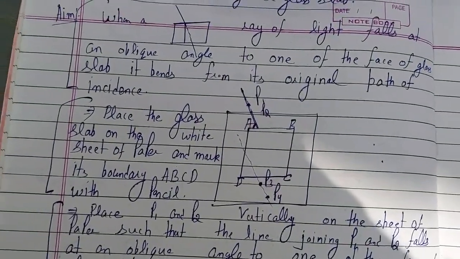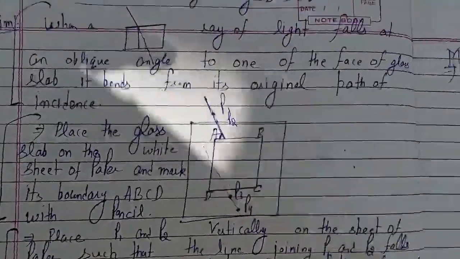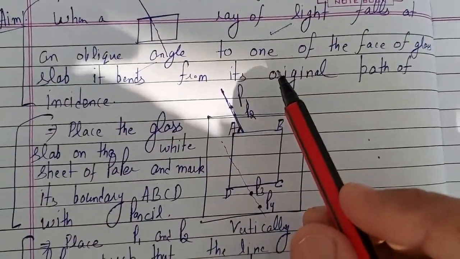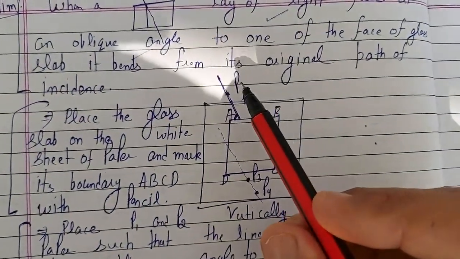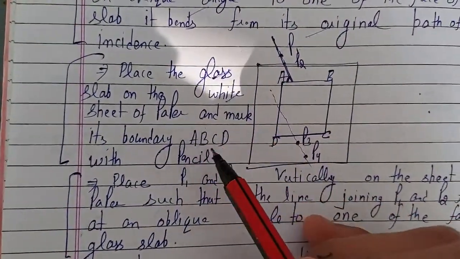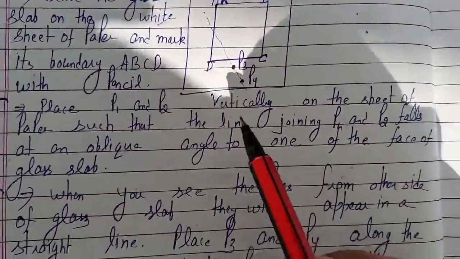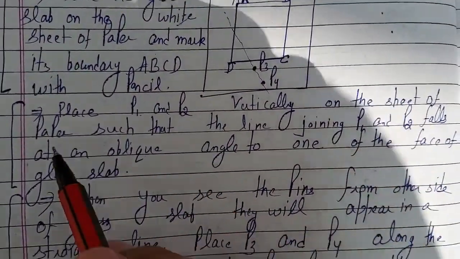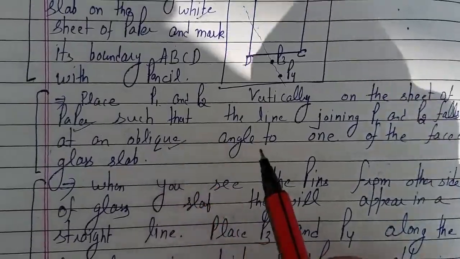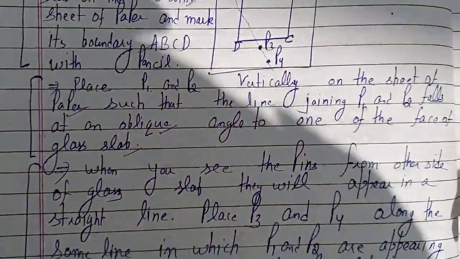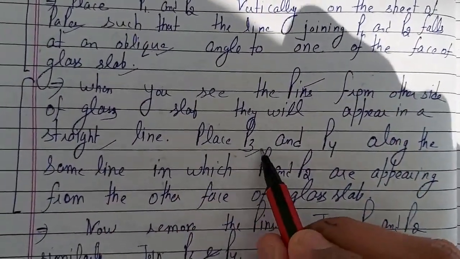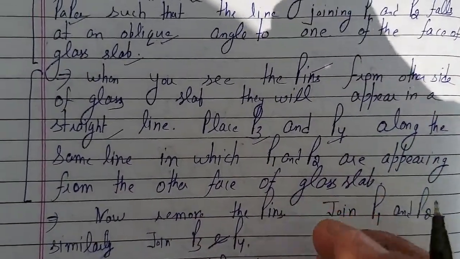You will do that. So what we have done so far: when a ray of light falls at an oblique angle to one of the faces of a glass slab, it will bend from the original path of incidence. We placed the glass slab on white paper and marked its boundary ABCD with pencil. We placed the pins P1 and P2 vertically on the sheet of paper such that the line joining P1 and P2 falls at an oblique angle to one of the faces of the glass slab, meaning the AB face. Now when we see those pins from the other side, they will appear in a straight line. In the same straight line we have to place two more pins so that P1, P2, P3, P4 all appear in one line.